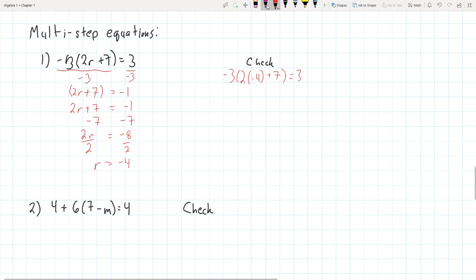I always like to start with my variable. That way I can check and make sure that I wrote it down right. Now I'm going to fill that in: 2, -4 plus 7 equals 3. I'm going to solve everything in the middle before I try to do anything weird. 2 times -4 is -8 plus 7. -8 plus 7 is -1. That's going to equal 3. -3 times -1 is 3, which equals 3.